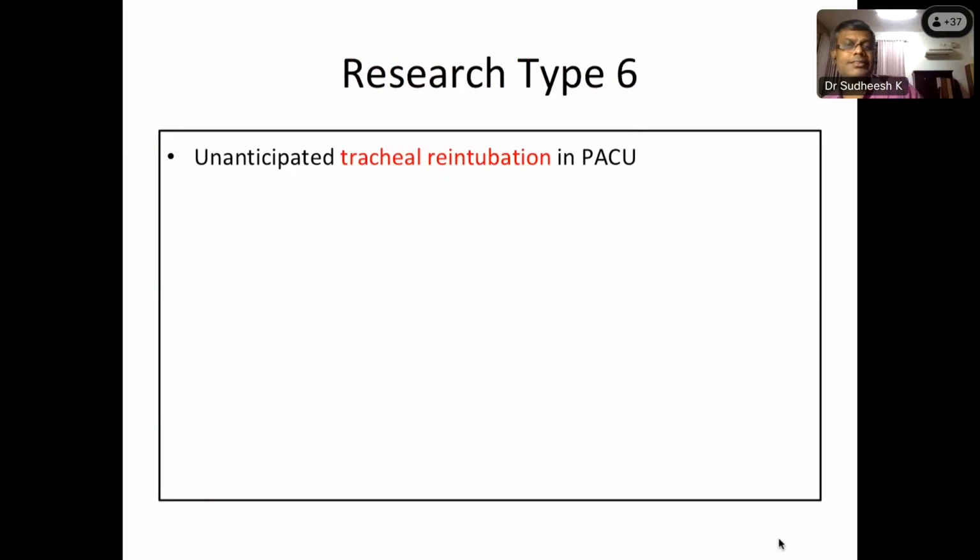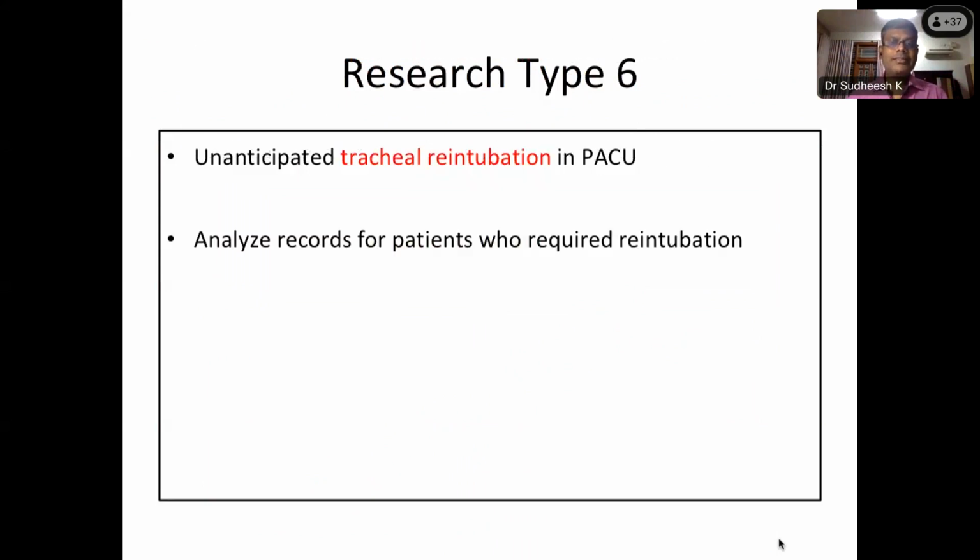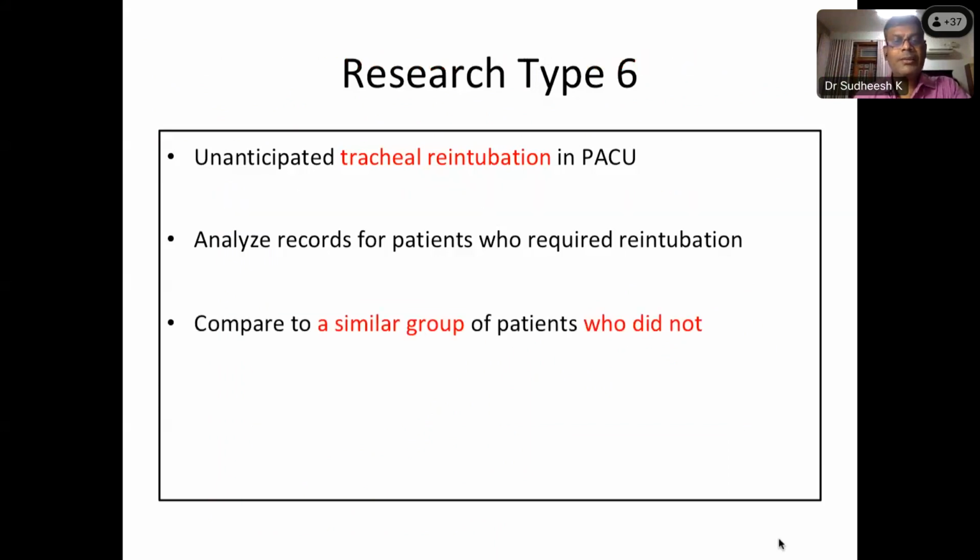In the next research, they were trying to study unanticipated tracheal reintubation in the post-anesthesia care unit. So what they did was analyze the records of patients who required tracheal reintubation. Here they are trying to find out the cause for this unanticipated tracheal reintubation in the PSU. So they collected all the details of patients who required reintubation in the PSU, and then went through the records and analyzed what all they had received.